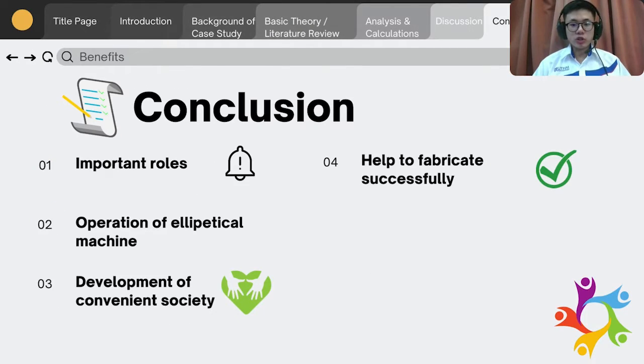In a nutshell, power transmission and mechanism play important roles and are always applied in our gym equipment such as rowing machine, stationary bike, elliptical trainer, and so on. By comprehending their definition and application, the operation of the elliptical machine can be truly understood. Mastering the theory of power transmission and mechanism helps humans to develop a more convenient society because the equipment that applies power transmission and mechanism can be successfully fabricated.